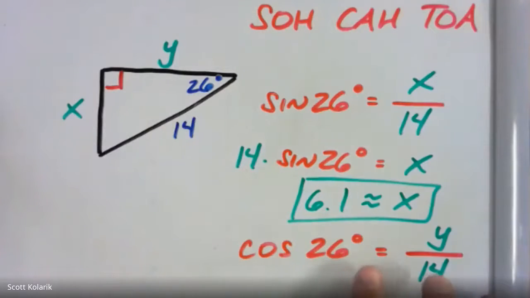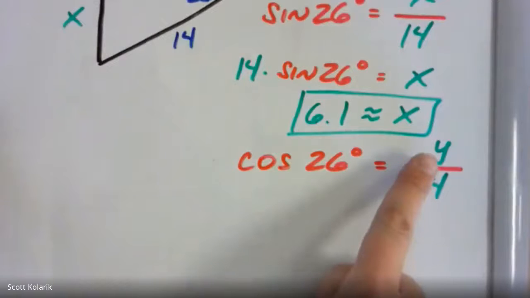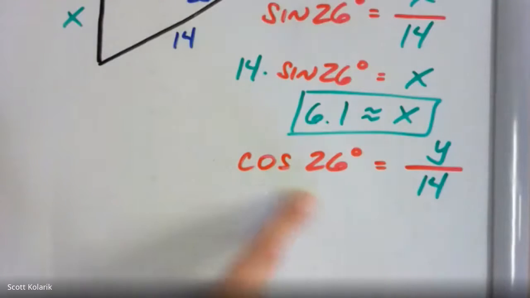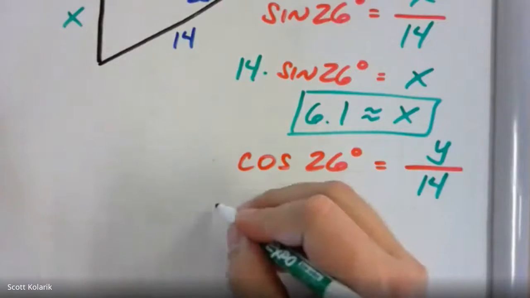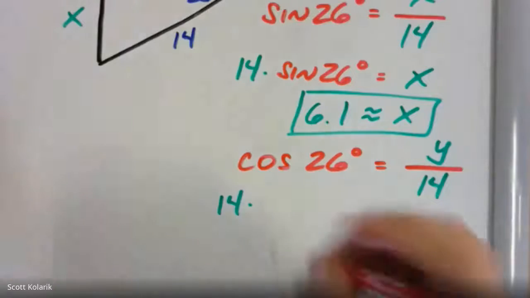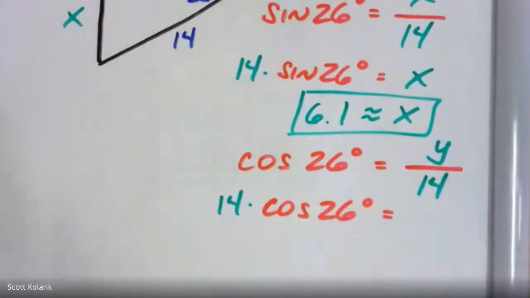So again, this is the hard part of the problem, being able to set myself up with the trig identity. At this point, I again need to get the variable by itself, meaning I need to move this denominator out of the way. So in this case, I would multiply both sides by 14. Again, looking very similar to the last one. I'm going to have 14 times the cosine of 26 degrees, and this is going to equal my unknown variable, in this case, y.